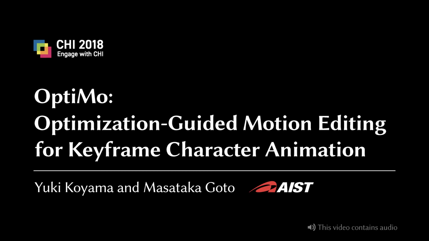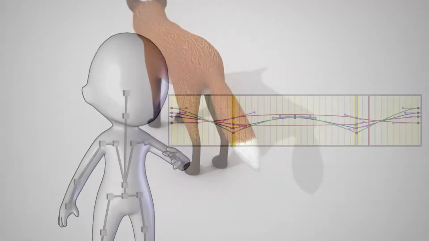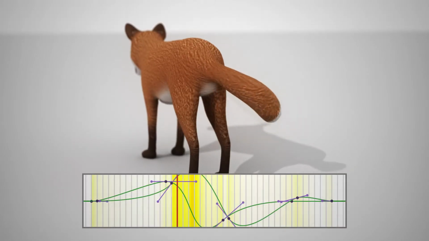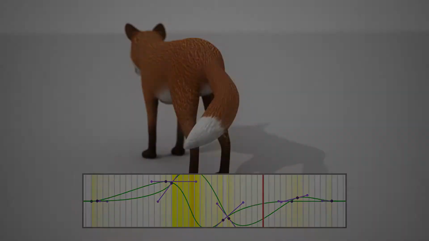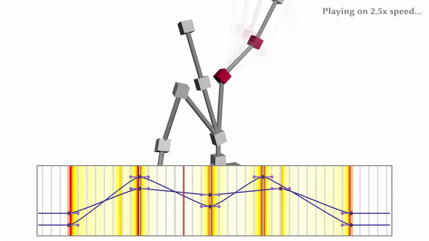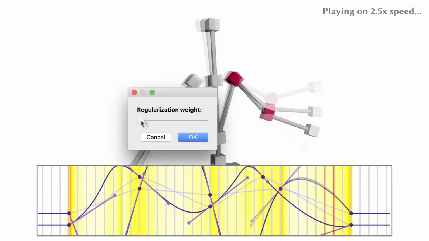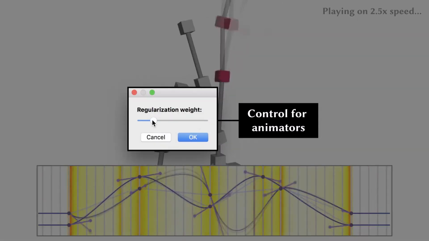OptiMo, optimization-guided motion editing for keyframe character animation. We present a new motion editing framework for effectively creating 3D character animation. This is called optimization-guided motion editing. It uses the power of numerical optimization for automatic adjustment while keeping appropriate control for animators.